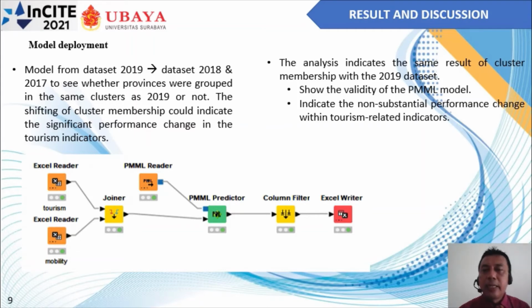The analysis indicates the same result of cluster membership as the 2019 dataset. So it shows the validity of the PMML model, and it indicates non-substantial performance change within tourism-related indicators. So it means we can say the performance of provinces within a cluster is more or less the same.